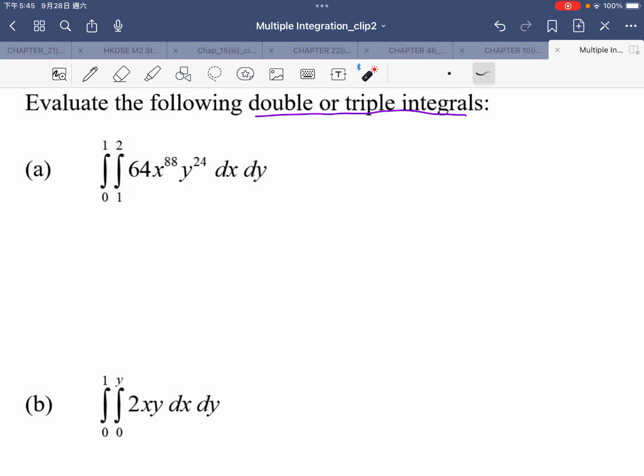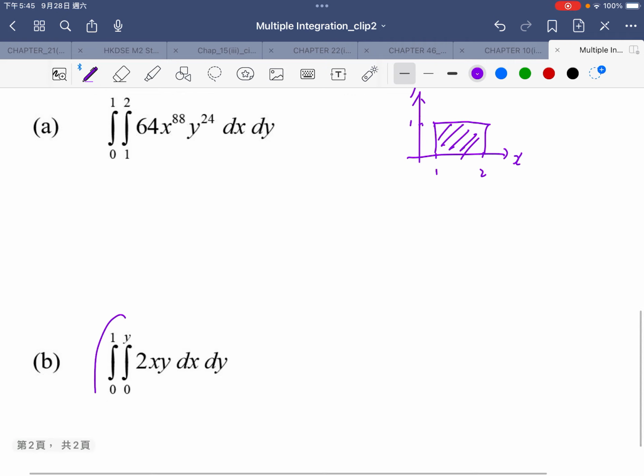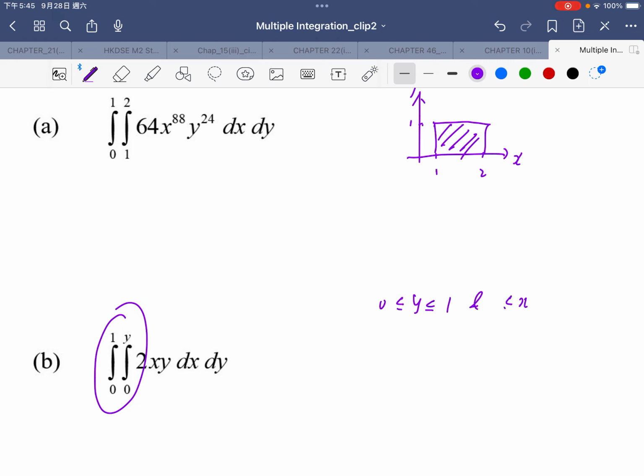The upper bound and lower bound of x is constant, 1 to 2, and the upper bound and lower bound of y is constant, 0 to 1. That means we integrate along this square, 1 to 2 and 0 to 1. While this one is not: the value of y lies between 0 and 1, and the value of x lies between 0 and y.